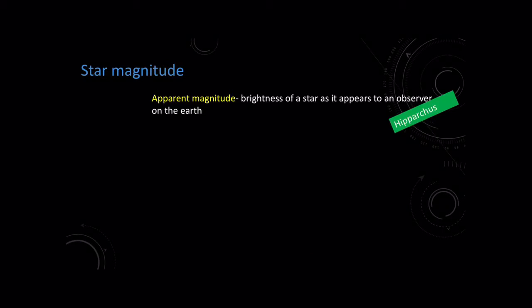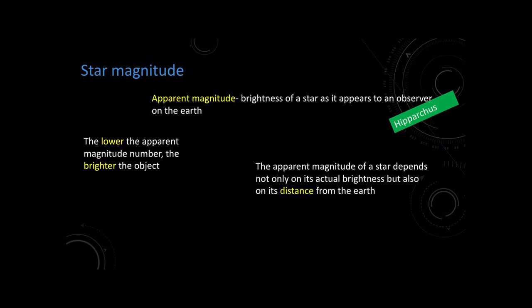All right, so we're going to talk about star magnitude next. First off is the apparent magnitude. This is the brightness of a star as it appears to an observer on the Earth. This was measured in a system developed by a Greek astronomer and mathematician. So the lower the apparent magnitude number, the brighter the object is going to be.